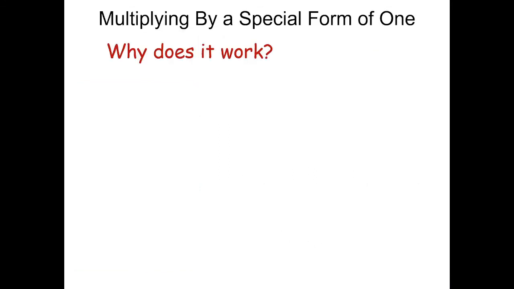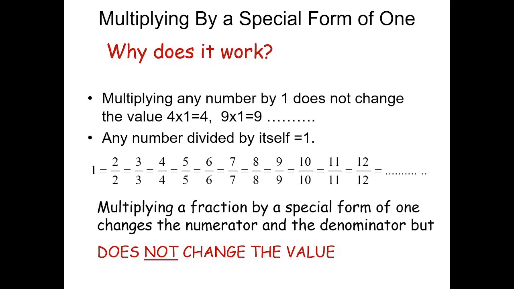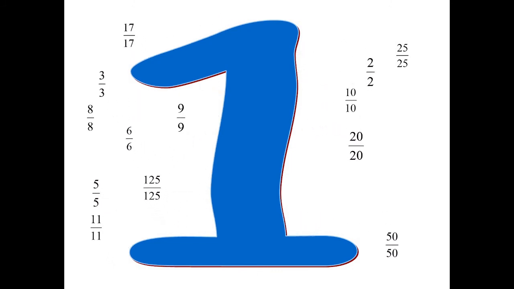Let's go to this one. Multiplying by the special form of 1. Why does it work? Okay, let's just skip that. That's another way of getting equivalent fractions. So, there you go. Ang kanang 1 is 8 over 8. It's 25 over 25. It's 9 over 9. That's equal to 1. Those are equivalent fractions ni 1. There you have it.